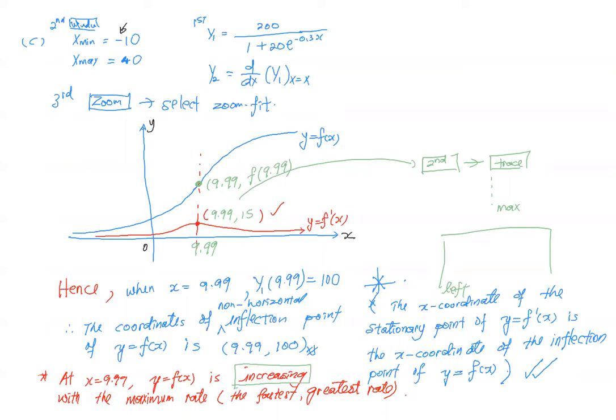Try why we use increasing and not decreasing. Look at the f(x) graph, because x equals 9.99. I'm saying why here I use increasing and not decreasing. Based on the graph, you look at the graph, why I use increasing and not decreasing.